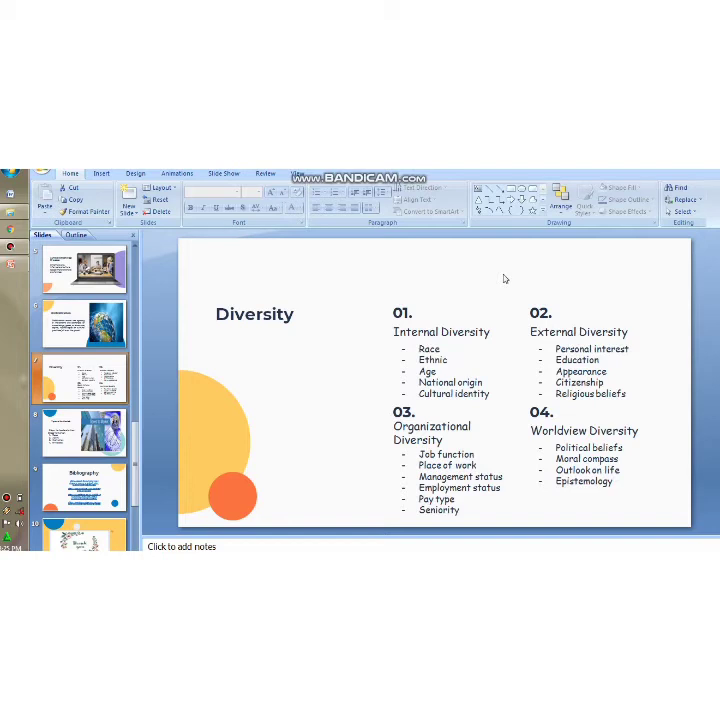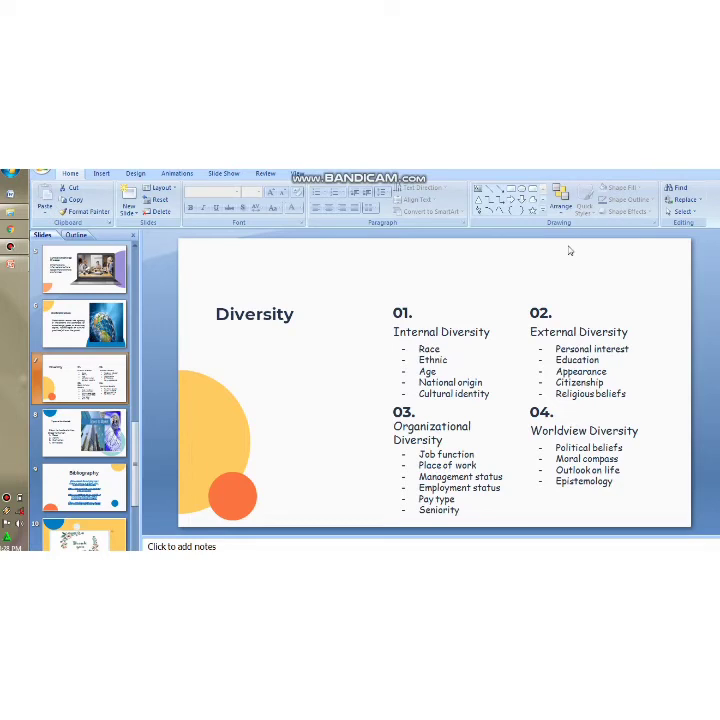Here there are four kinds of diversity. The first is internal diversity. Internal diversity includes individual experiences and backgrounds. Internal diversity examples may include how people were raised, where they went to school, previous job experience, and so on. Not every piece of the diversity puzzle can fit neatly into a category. Internal diversity refers to differences in various defining personal traits such as race, ethnicity, age, national origin, and cultural identity.